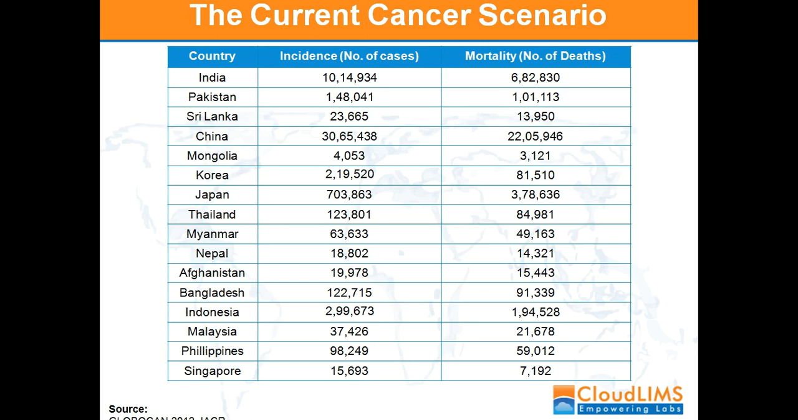Here you can see the cancer incidence and mortality in some Asian countries. As per Indian population census data, the rate of mortality due to cancer in India is high and alarming. Cancer is the second most common disease in India, responsible for maximum mortality.